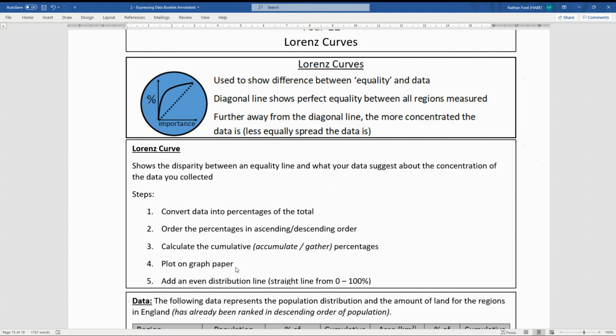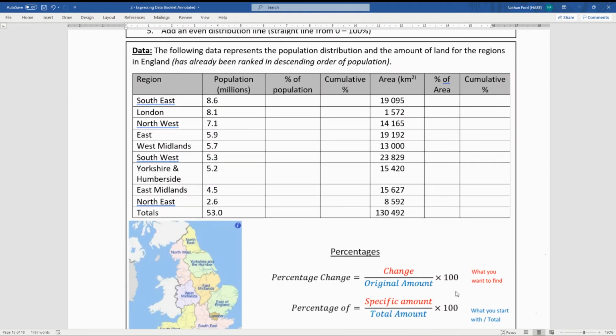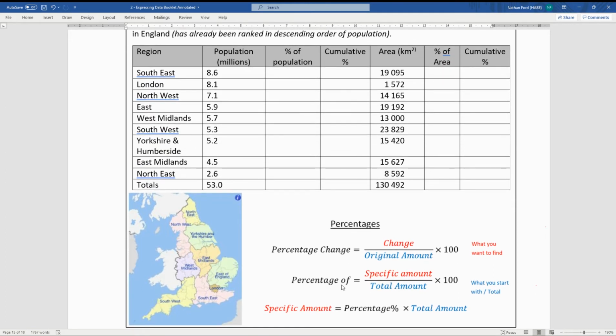We're just going to plot it on a graph and then make sure we draw the even distribution line, which is a straight diagonal line, to show how far it is away from it. So we're going to do that on this one here. I've inserted this here because this is a unit you will be doing on percentages. To find a percentage of an amount, we take the amount that we've got, divided by the total, times 100. This turns it into a decimal, but times by 100 turns it into a percentage.